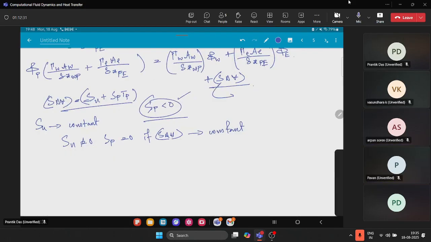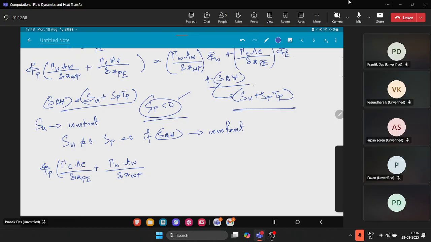So if I write S as Sc plus Sp Tp, my equation I am writing in a more generalized form, which is phi P times gamma E A E by delta X P E plus gamma W A W by delta X W P, minus of Sp, equal to gamma W A W by delta X W P phi W plus gamma E A E by delta X P E phi E plus Sc. Okay, so is it clear to all of you?